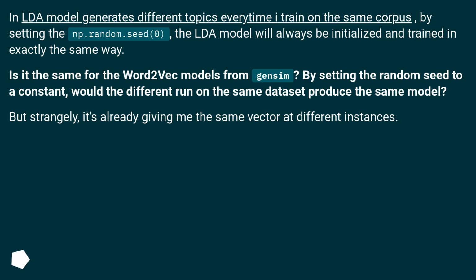Is it the same for the Word2Vec models from gensim? By setting the random seed to a constant, would different runs on the same dataset produce the same model? But strangely, it's already giving me the same vector at different instances.